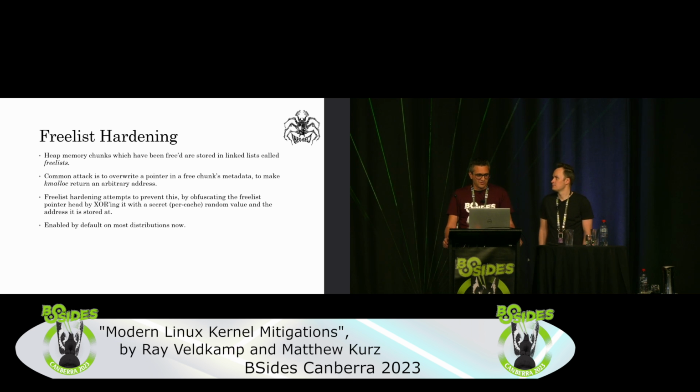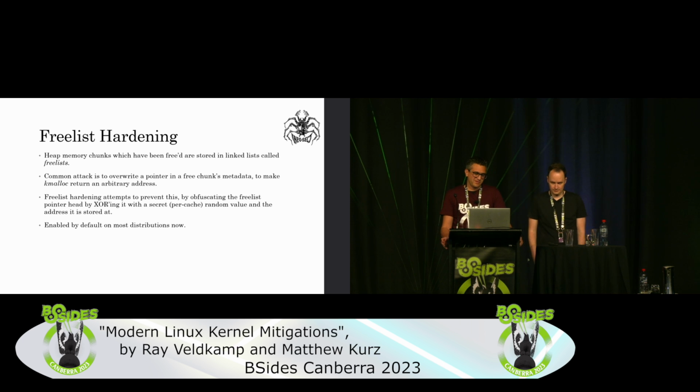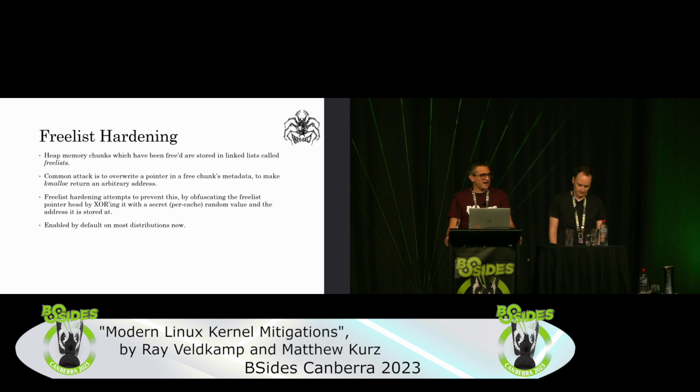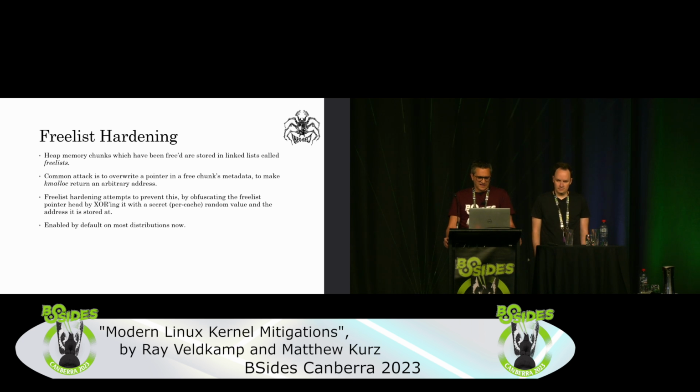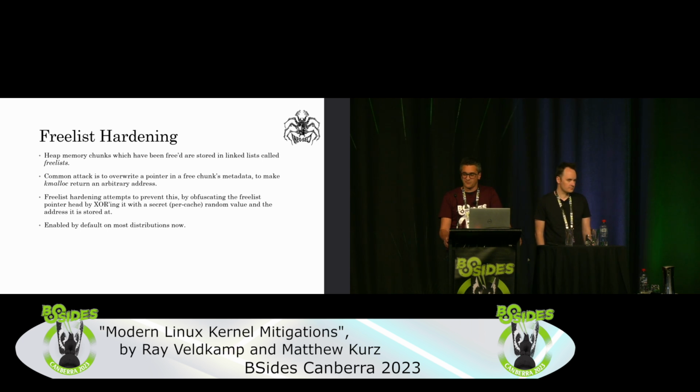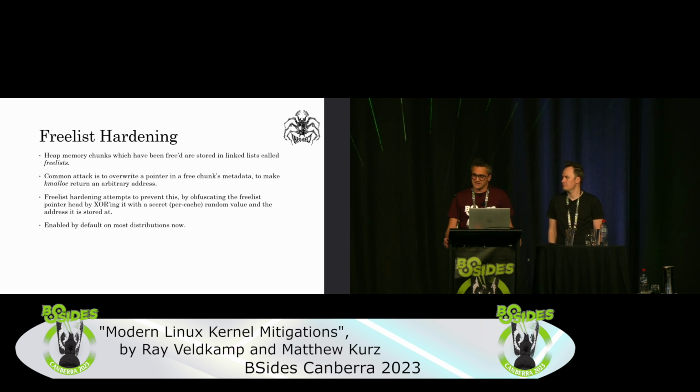I'm going to talk about a couple of freelist mitigations that have come up recently. Heap memory chunks, when they're freed, get stored in linked lists called the freelist. A common attack is to overwrite a pointer in the freelist, like the chunk's metadata, and get kmalloc to return an arbitrary address. Freelist hardening tries to stop this by obfuscating the freelist pointer head: it XORs it with a secret random value and the address that it's stored at. This is pretty widespread. It's in all the major distros now.